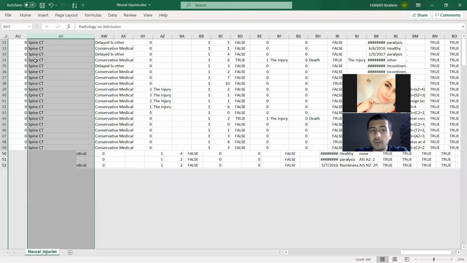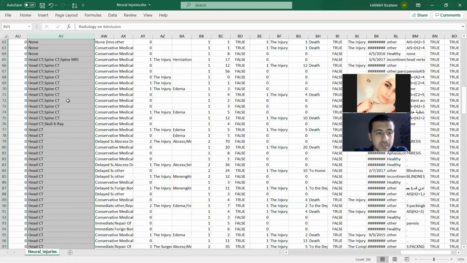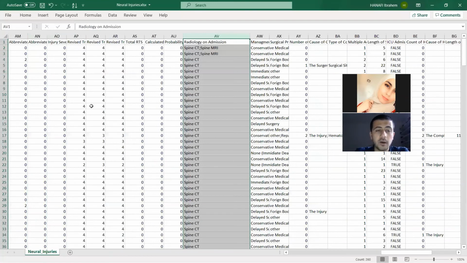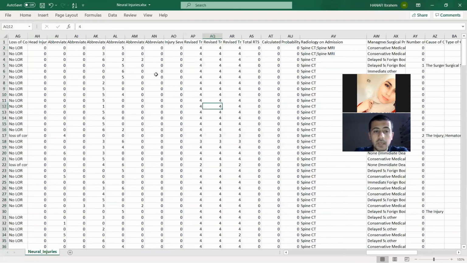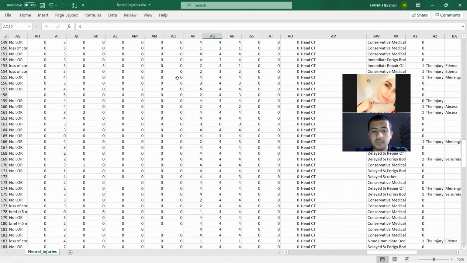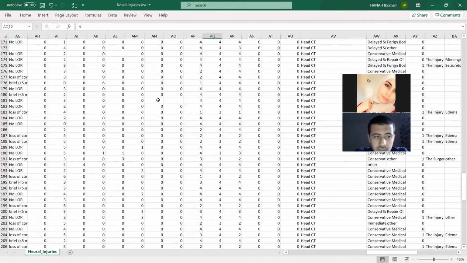Then I will have those head, spine, and spine MRI, skull X-ray. I don't need those to be classified all alone because they are included in the head CT. So this is a problem. This was my mistake, and I paid the price for that. You look at those columns; those are the perfect columns for SPSS. But you see, there is something in here. What is that?